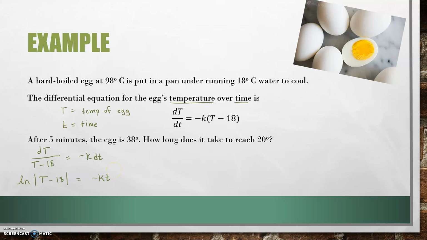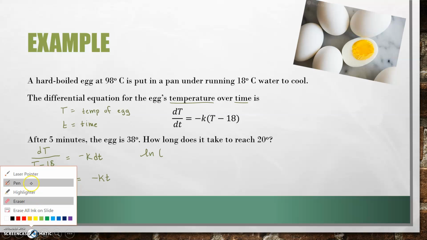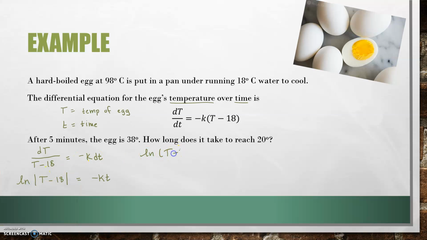And the really good news is that if the temperature of the water is 18 degrees, the egg is never going to be any cooler than 18 degrees. So these absolute value bars are not necessary. We can just write that as natural log of big T minus 18, because we know that the egg won't be any colder than the water we're running it in. Then we exponentiate both sides, and so we have big T minus 18 is equal to e to the negative kt, and then we can add 18.